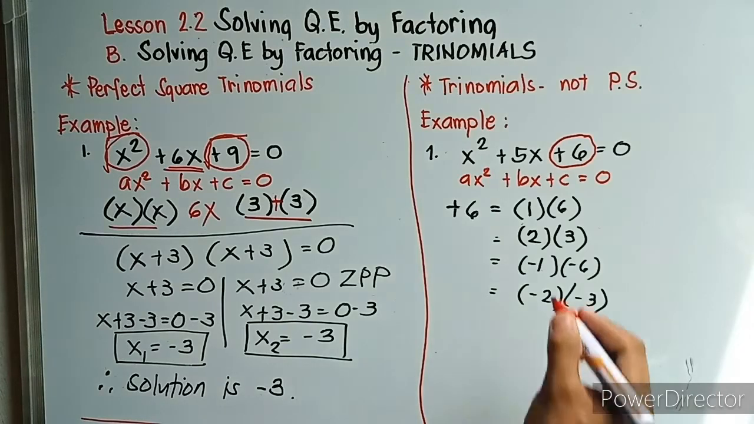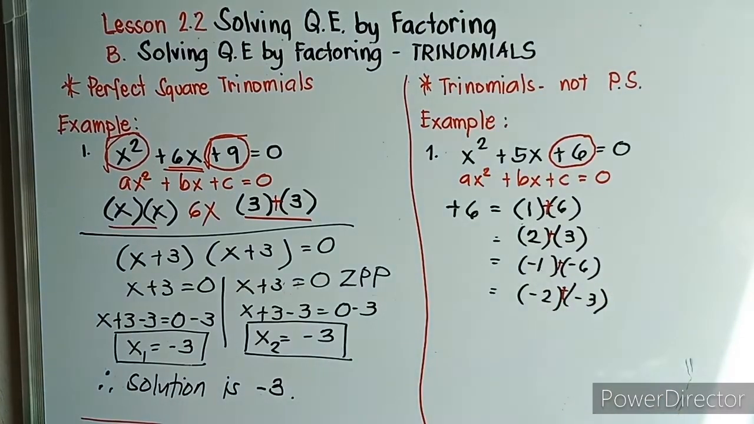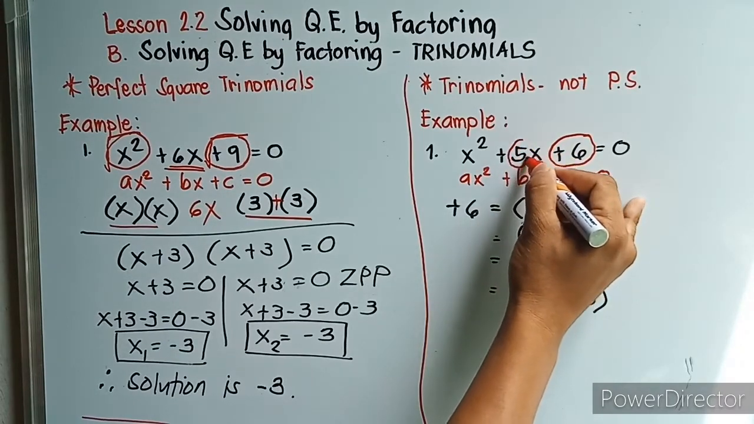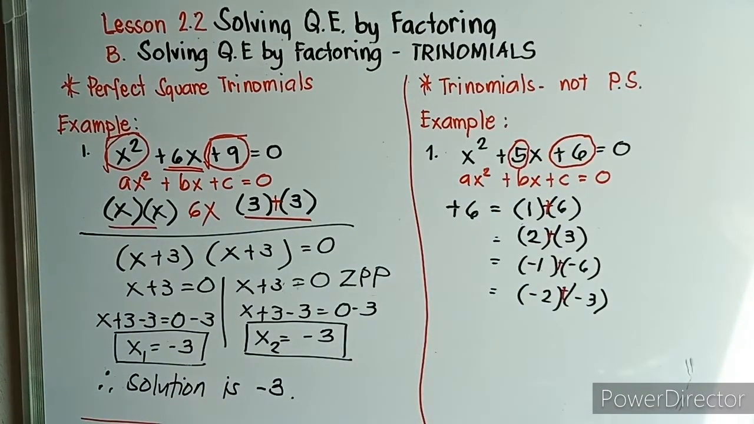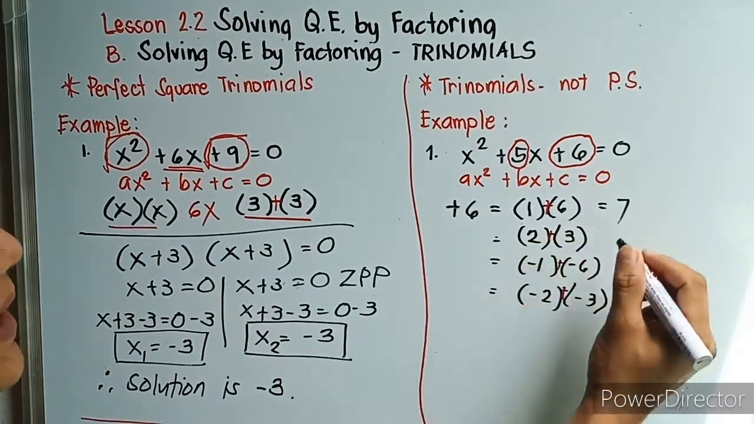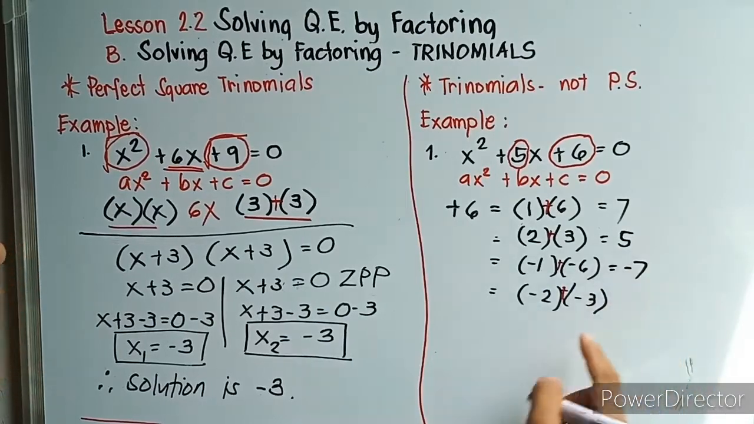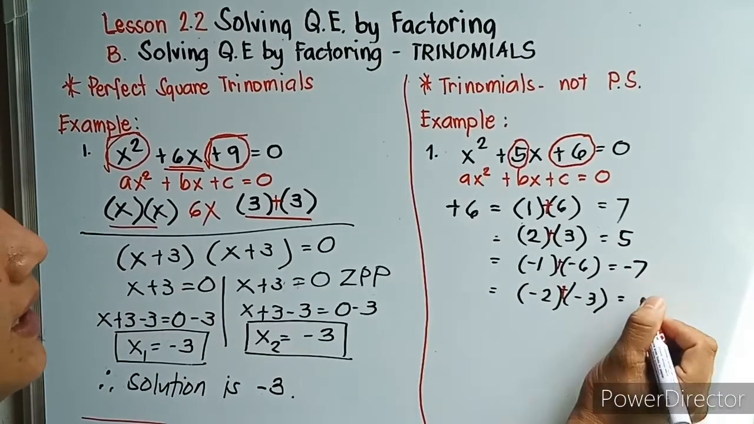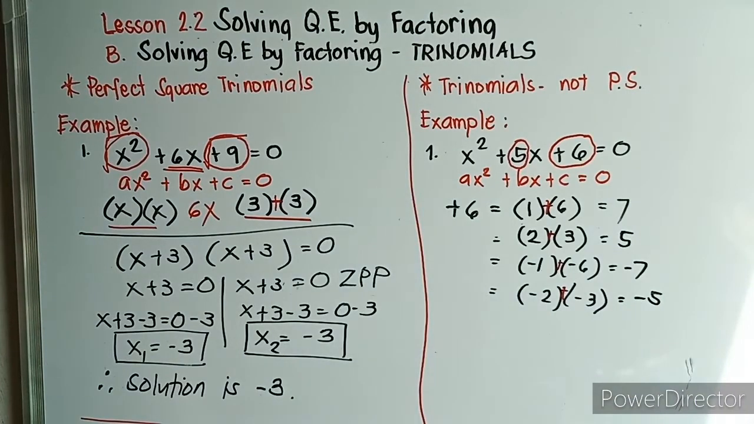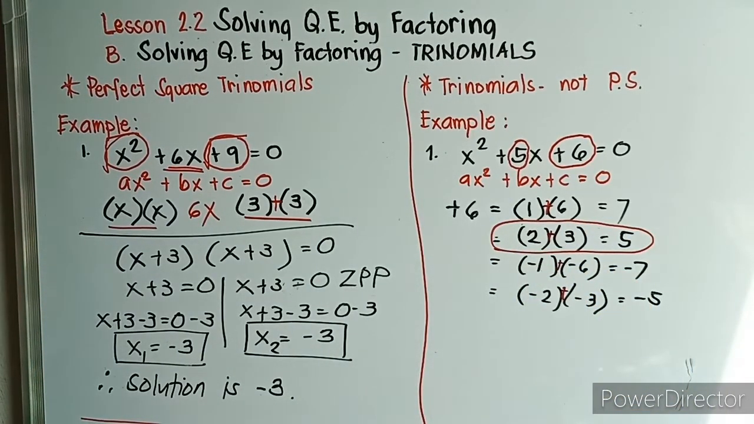Then we are going to add the factors. So we have to add positive, positive, positive, positive. And we are going to look for 5, the coefficient of the middle term. So let's add: 1 plus 6 is 7, 2 plus 3 is 5, negative 1 plus negative 6 is negative 7, then negative 2 plus negative 3 is negative 5. So which factors result in positive 5? That is 2 and 3. So 2 and 3 are the factors.